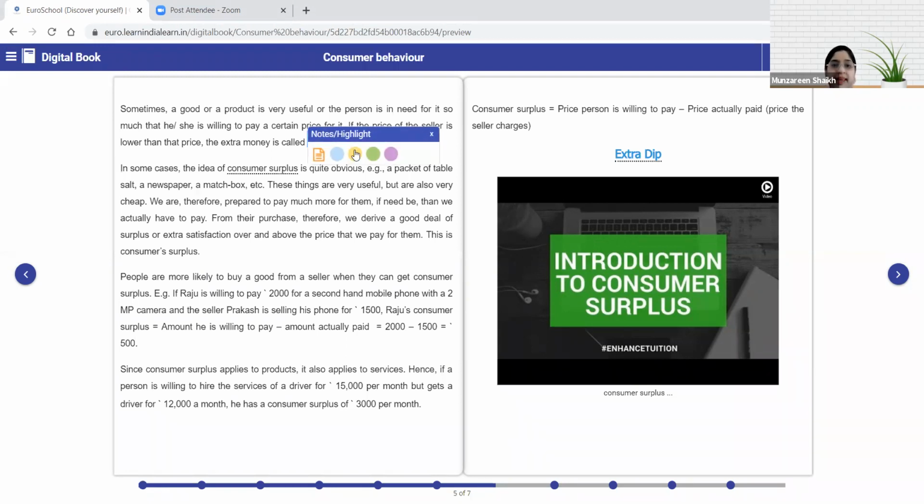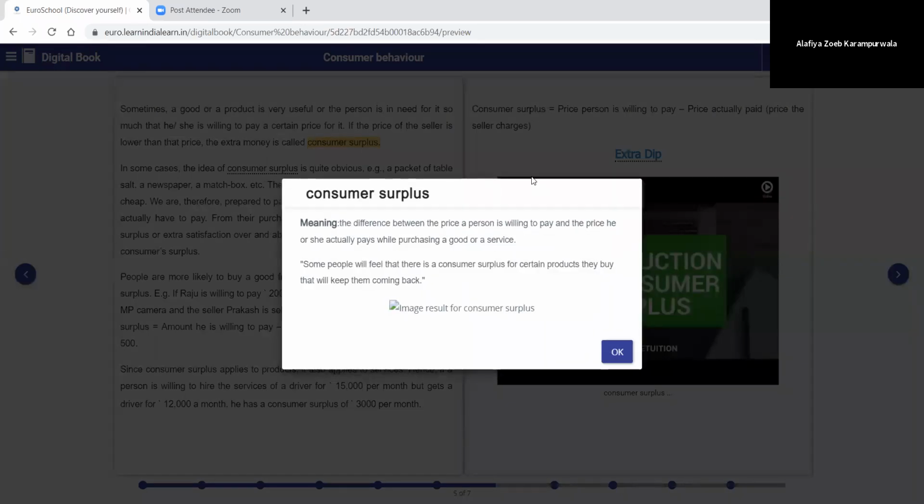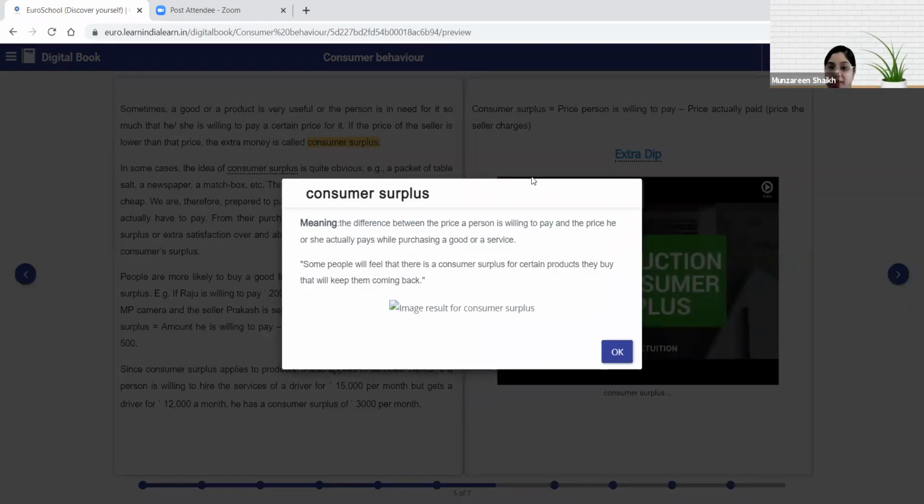Okay, in some cases, the idea of consumer surplus, please click on the words consumer surplus. Let's see what exactly this means. It means the difference between the price a person is willing to pay and the price he or she actually pays while purchasing a good. So it is the difference between the price the consumer wanted to pay and the price he lands up paying.